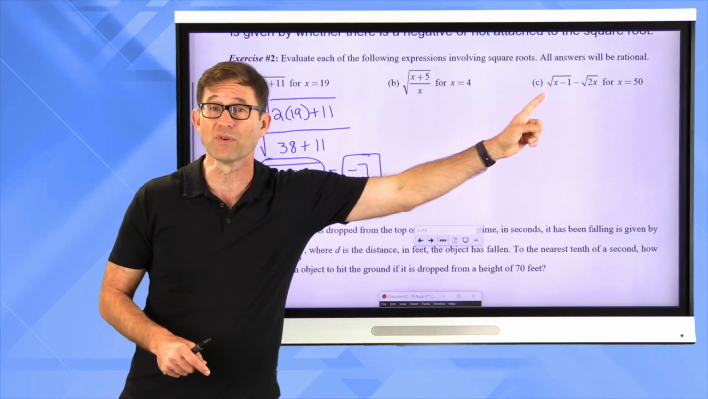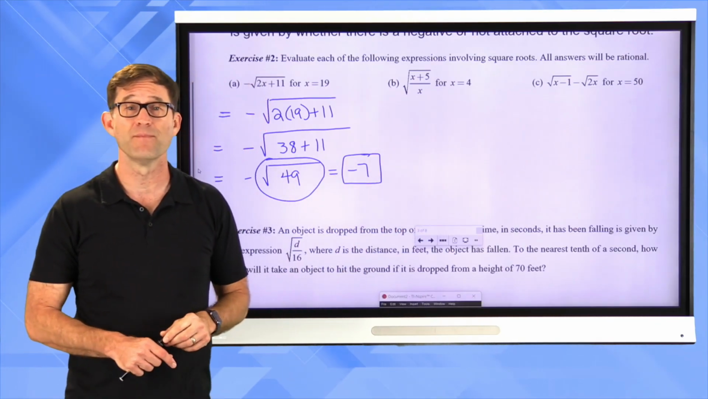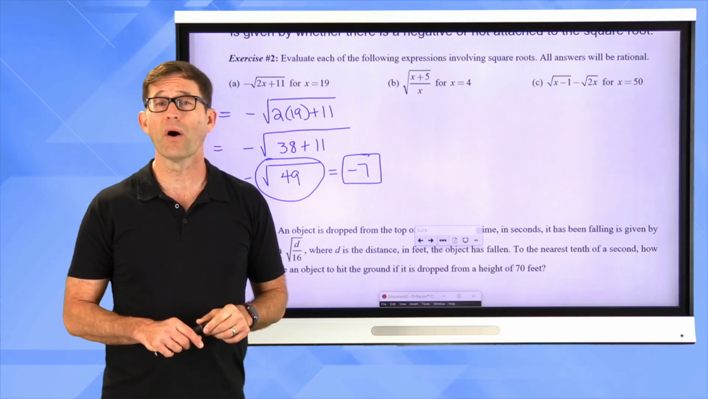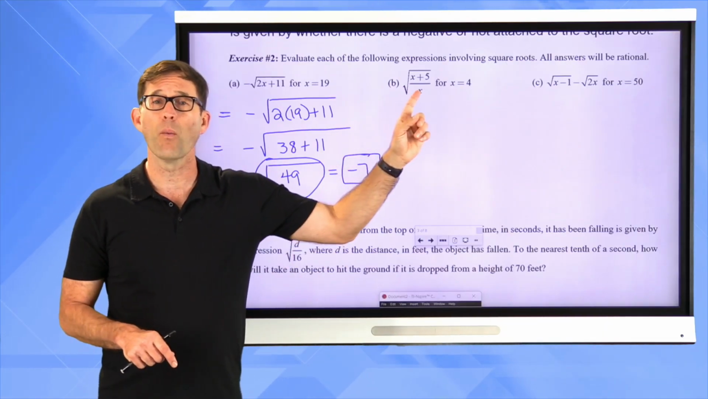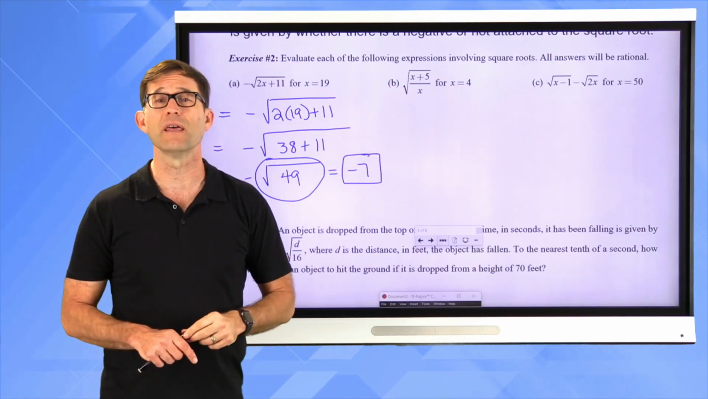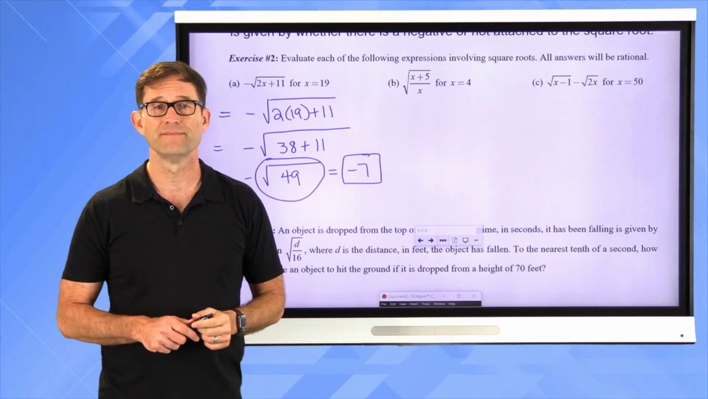And it would be even worse in letter C. We'll talk about that in a bit. Anyway, what I'd like you to do is pause the video now and see if you can figure out what the value of the expression is in B for x equals 4.